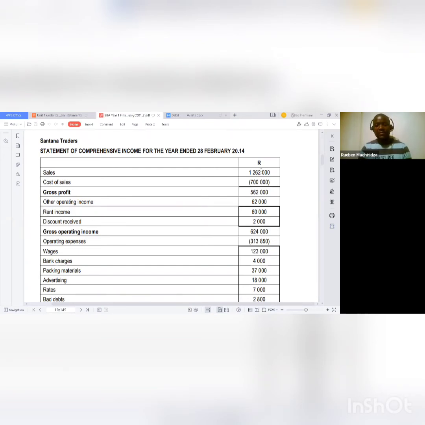You'll notice that we are putting it at this specific position in the statement of comprehensive income. It's because that's the format that we are required to be using. We could have put the rent income with the sales together since they are all income, but we cannot because the format tells us to put them into separate positions. And then the other type of income that we might have is the discount received.